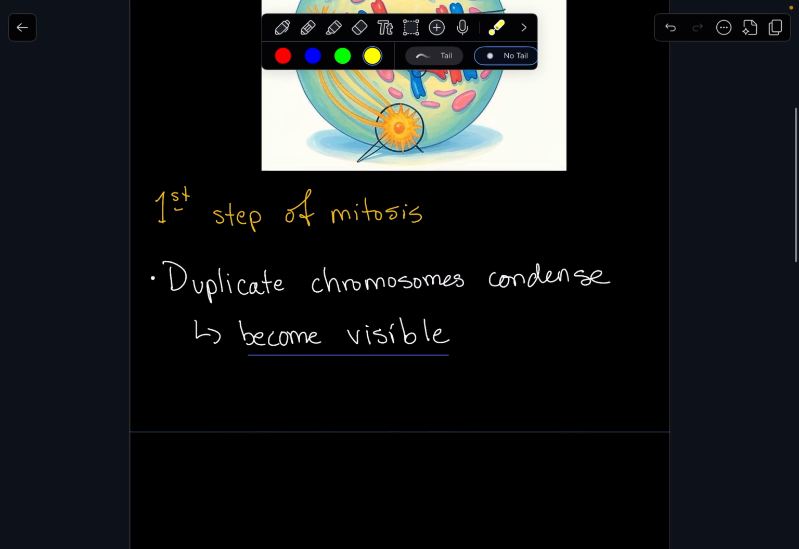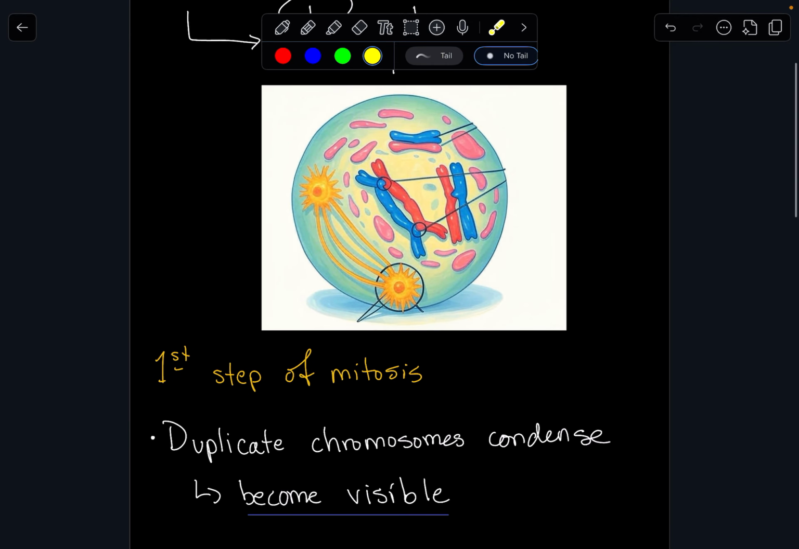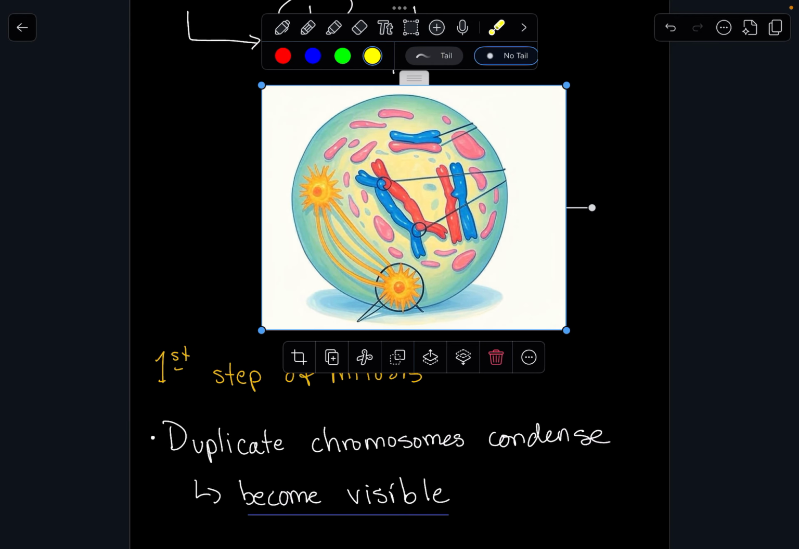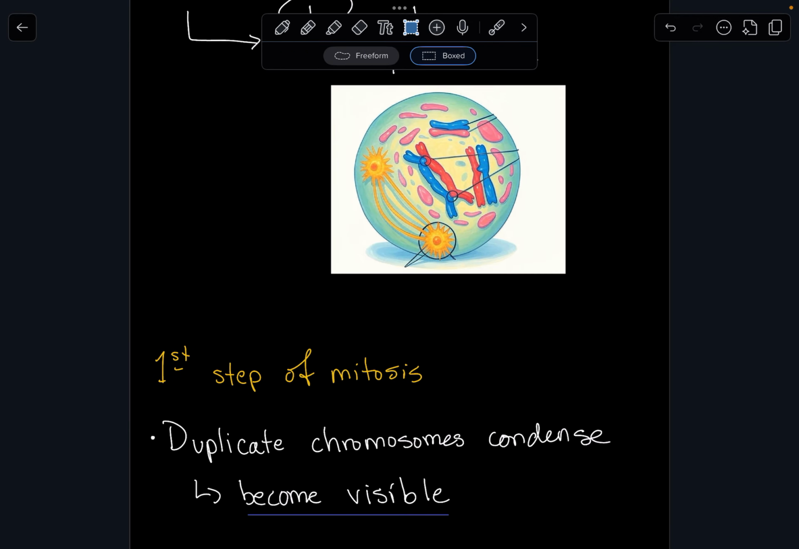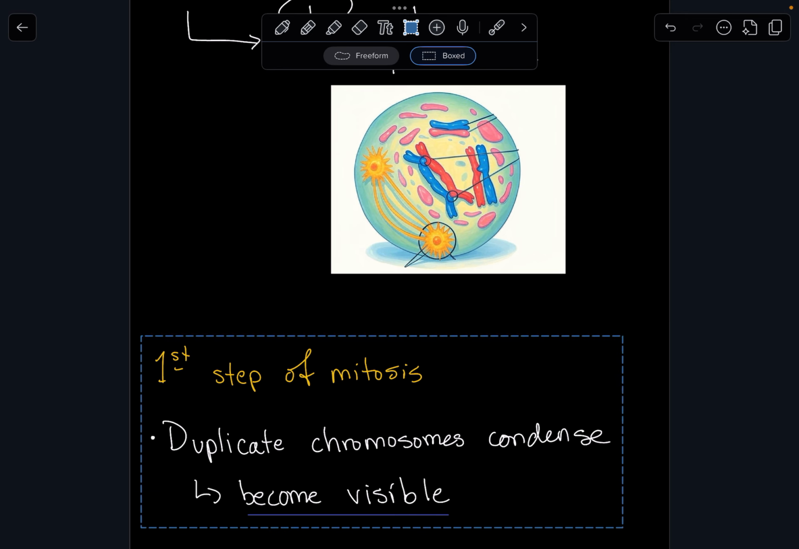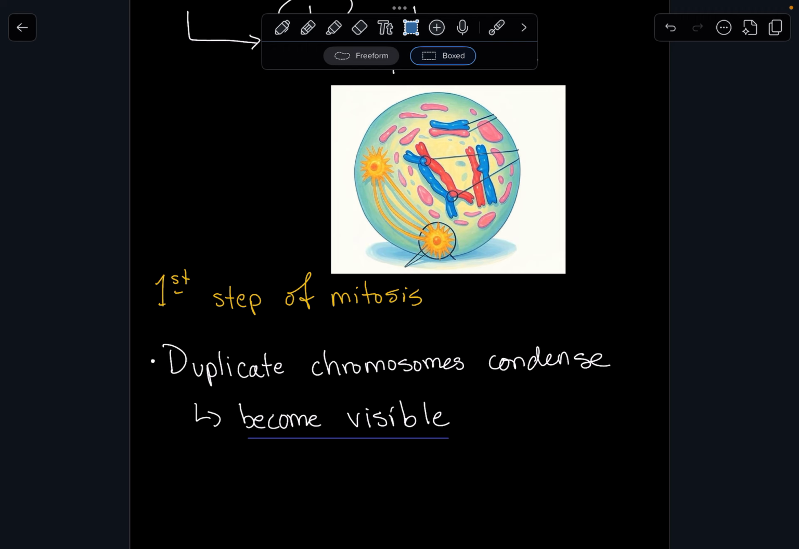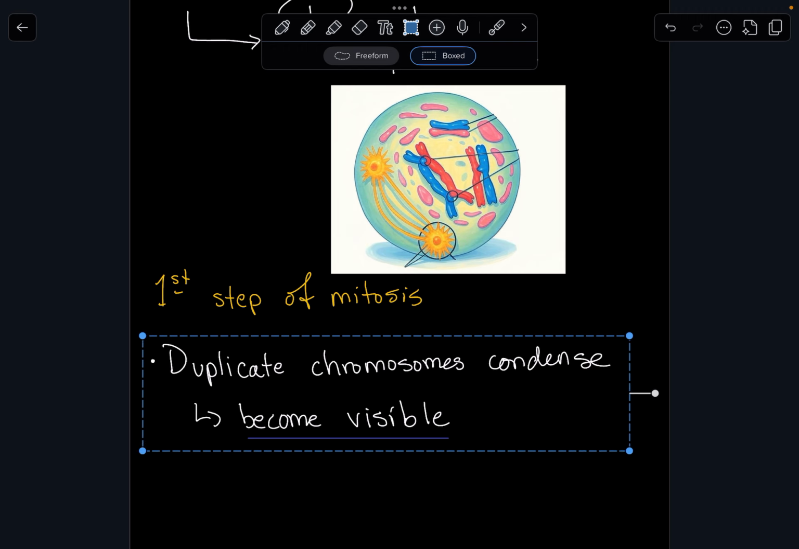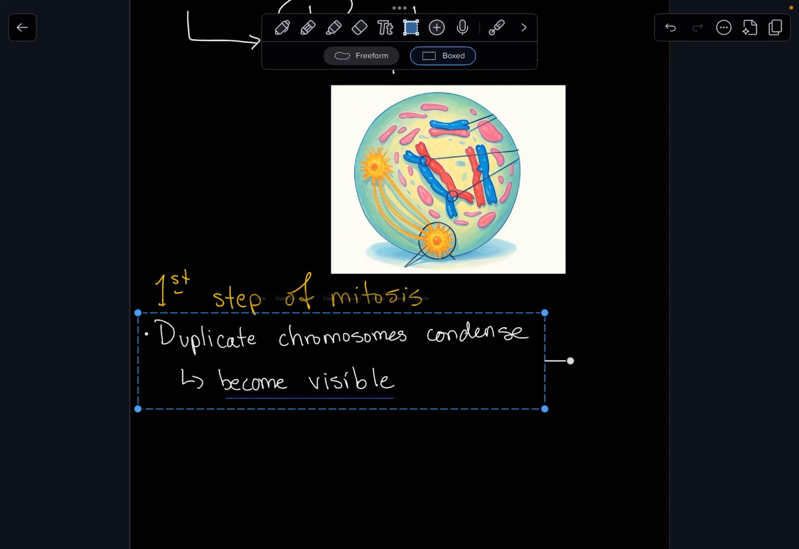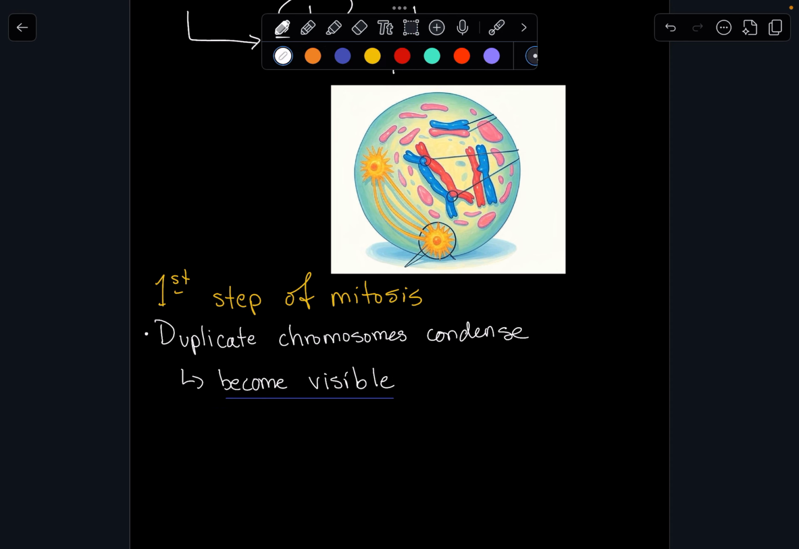Now, the second piece of information that we need to be aware of is that our nuclear envelope begins to break down.